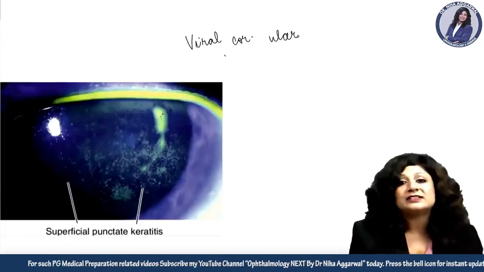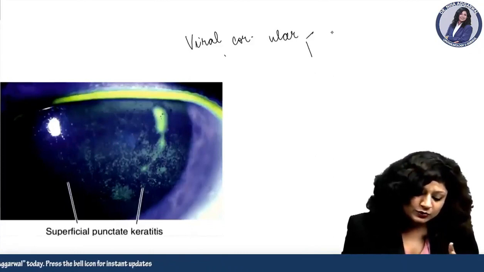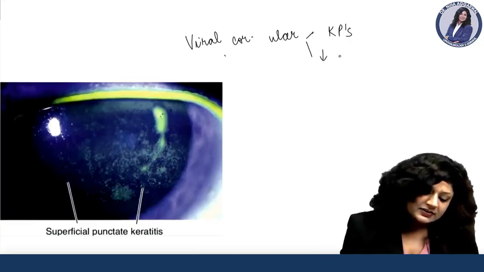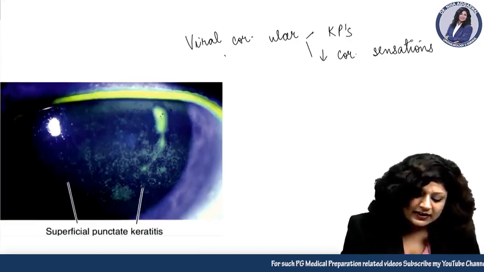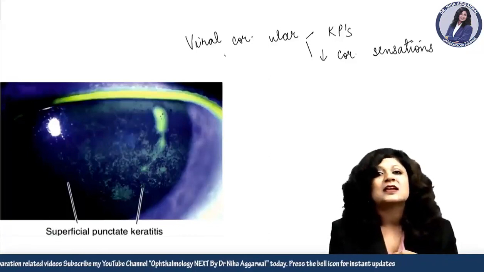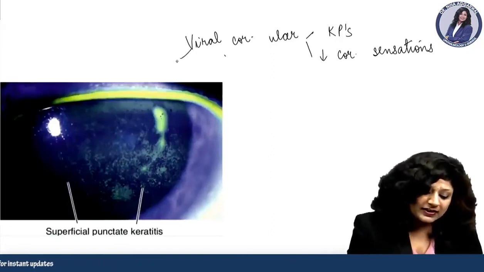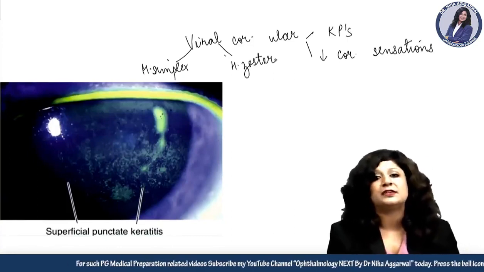Now viral corneal ulcers mean two important things. Whenever they say viral corneal ulcer, you have to see two things. One is the KPs, that is the keratic precipitates, and second is the decreased corneal sensations. Whenever we have the viral corneal ulcers, these two important things will take place. Now the two important viruses which cause the ulcer: one is the herpes simplex and another is the herpes zoster.